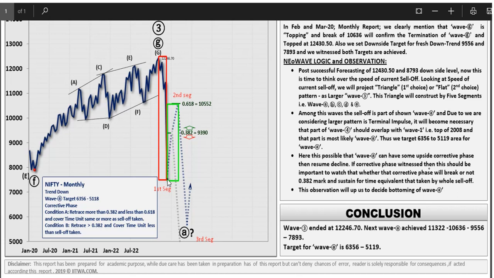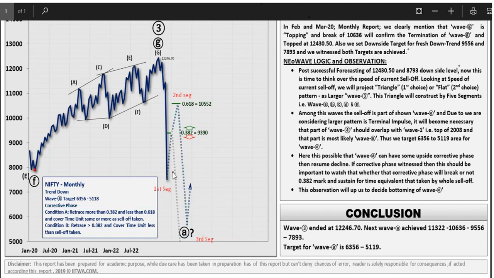This is the next important observation. Now see here, the first forecasting shown by the blue line is near about 38.2%. If the market retraces 38.2% and reaches near about 61.8% or not, but consumes more time than the first segment, then there are well chances that Nifty can form a bottom below the top of 2008, that is 6356 up to 5119. So this is the first probability.